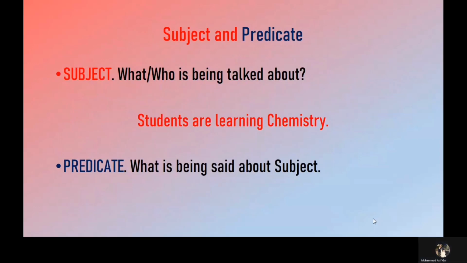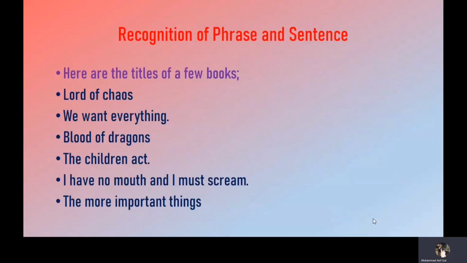Subject is simply what or who is being talked about. For example, in this sentence, students are learning chemistry. Who is being talked about? Students are being talked about, so students are the subject. And what is predicate? Predicate is what is being said about the subject. What is being said about students? It is said that they are learning chemistry. So learning chemistry is the predicate. We will now be applying this subject and predicate test on these titles.